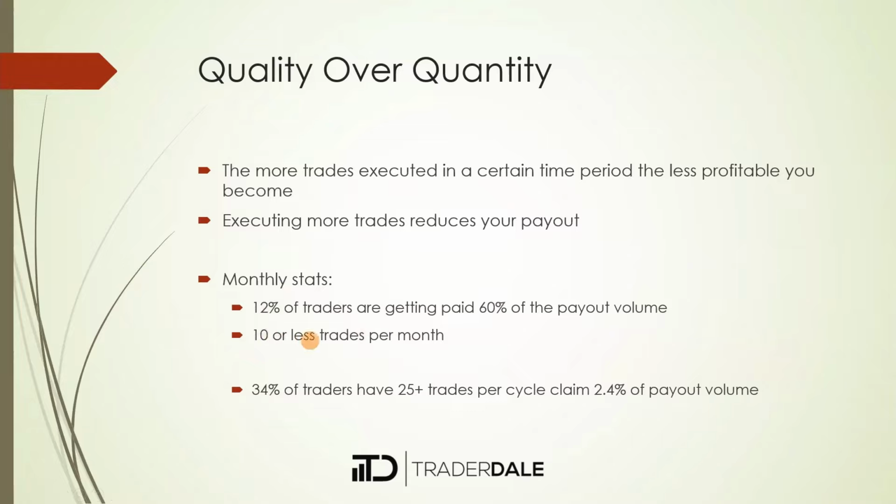But if you're taking 10 really high quality trades per month on A plus setups, I understand where that's coming from. But 34% of traders who have 25 or more trades per monthly cycle are claiming 2.4% of the payout volume. So that looks like the 80-20 law at work.